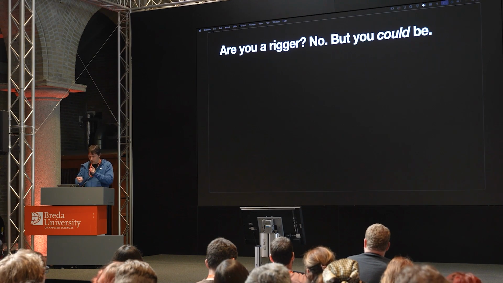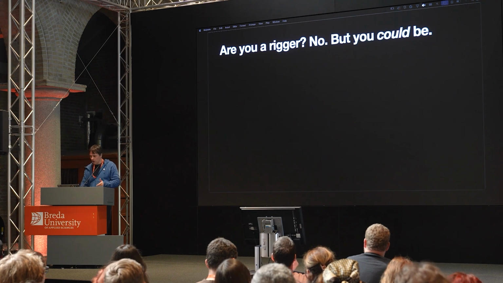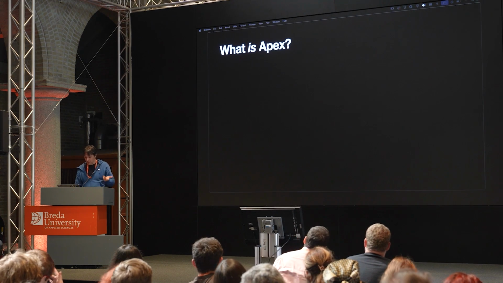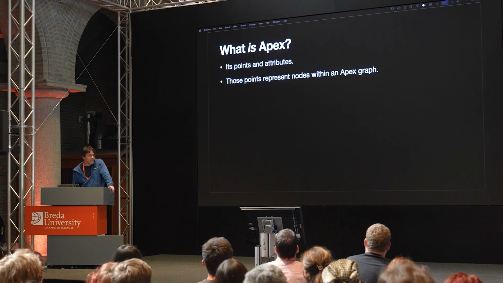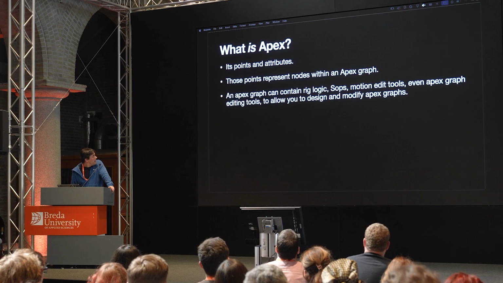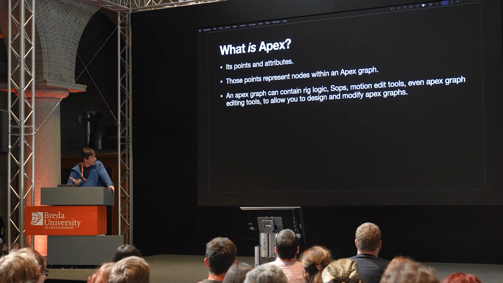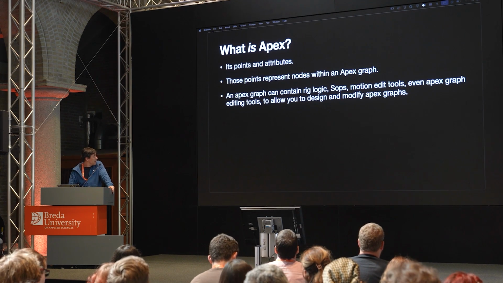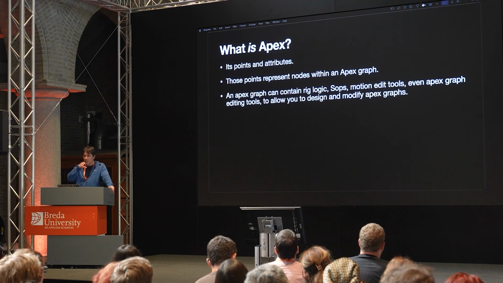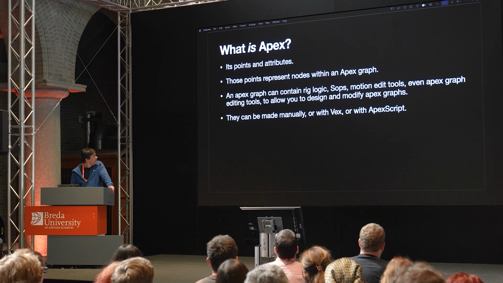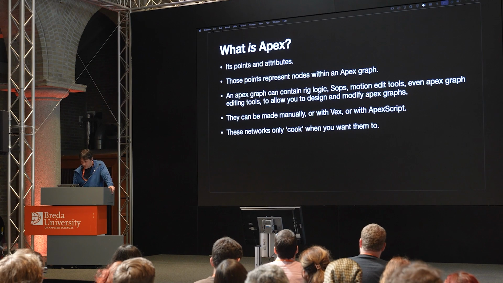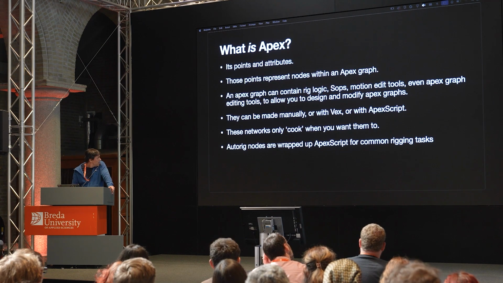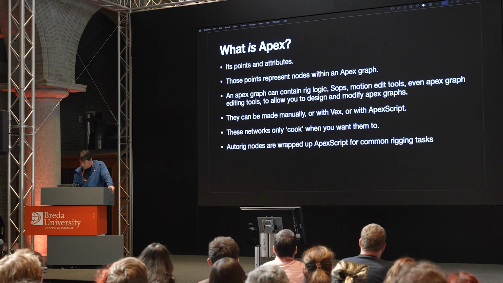But let's recap. So to get back to the core question of what is Apex, we should be able to answer it. So what is Apex? It's points and attributes. Those points represent nodes in a graph. An Apex graph can contain rig logic, contain SOPs, whatever you want. And it also lets you contain nodes to modify Apex graphs itself. You can make them in a variety of ways. It only cooks when you want it to, which is one of the most important features. The AutoRig nodes are basically wrapped up Apex script.